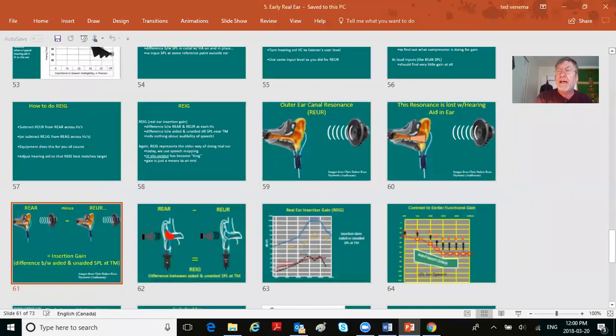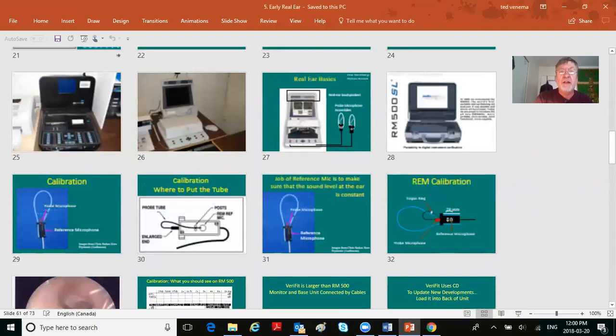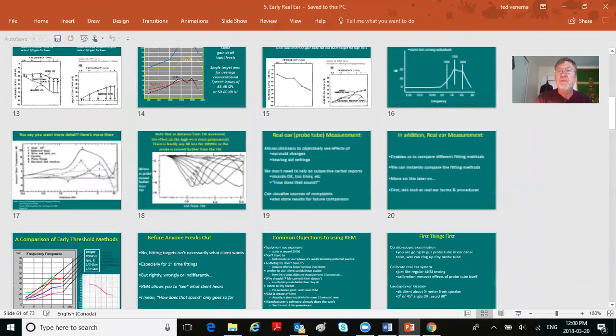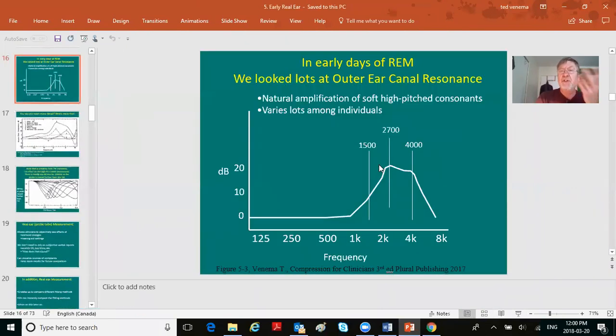Now we'll go back up here to look at this. You've got the outer ear canal resonance with its peak at around 2,700 hertz, because the open ear canal, as a quarter wave resonator, resonates with sound waves that are about 4 inches long. Or if the ear canal is 2.5 centimeters, it's going to resonate with sound waves that are 10 centimeters long. 10 centimeters is around 4 inches. Same thing.